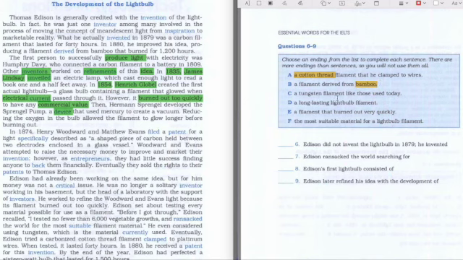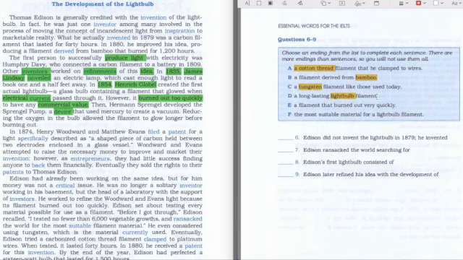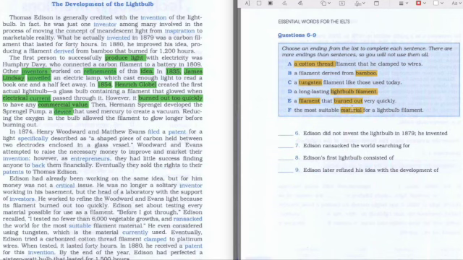C, tungsten filament like those used today. So tungsten is going to be a keyword. D, long-lasting light bulb filament. So light bulb filament. E, a filament that burnt out very quickly. So about filament and about burning out very quickly. F, the most suitable material for light bulb filament. So the same material. So we go further.